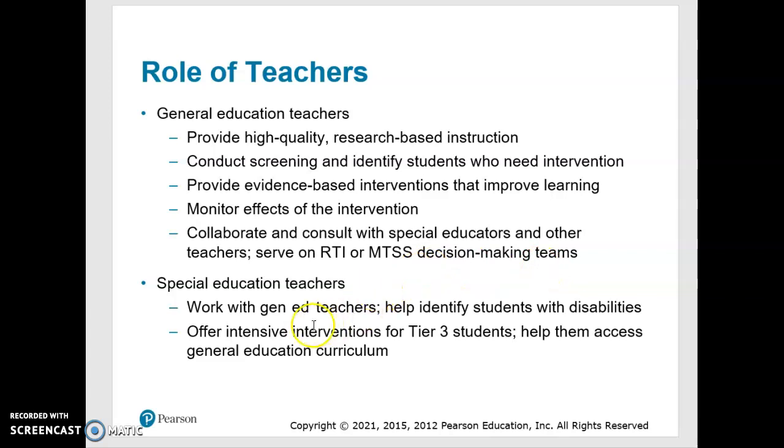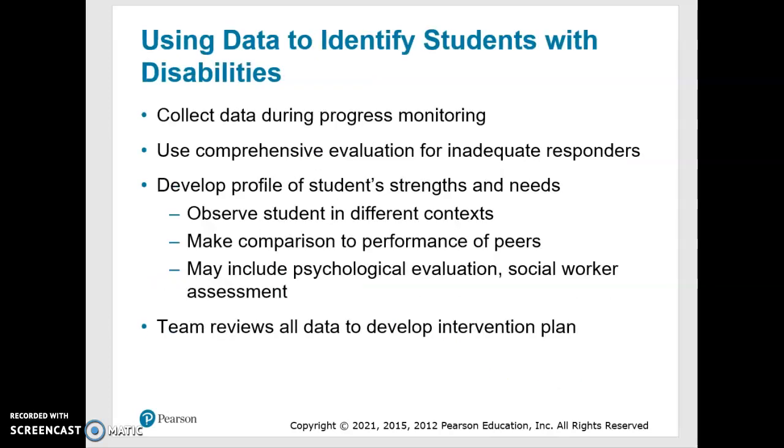The special ed teachers, you're going to work with the gen ed teachers, collaborating, identifying students. You're going to help identify students who might be struggling or who might be not adequately responding. And then you're going to offer possibly intensive interventions for tier 3 students, whether it's you as a special ed teacher teaching these interventions, or whether it's just you going to the gen ed teacher and saying, oh, okay, here's a great idea you could do for tier 3. Again, it just depends on who implements tier 3, which is not the same from school to school.